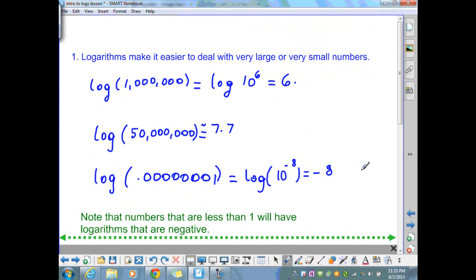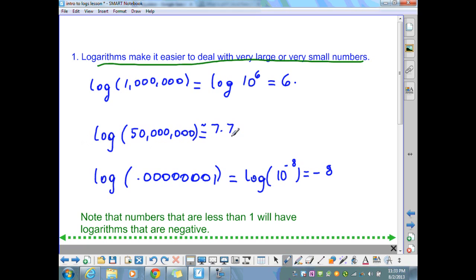Okay, now some applications. The first important application of logs is that when you take the log of a number, it makes it easier to deal with especially large or small numbers. So log of a million, or 1,250,000, whatever it may be, a large number, if you're going to multiply those together with other large numbers, it's tedious. But if you take the log of that number first, you get a small number, such as in this case a 6, which is much easier to deal with. So logarithms make it easier to deal with large or small numbers.